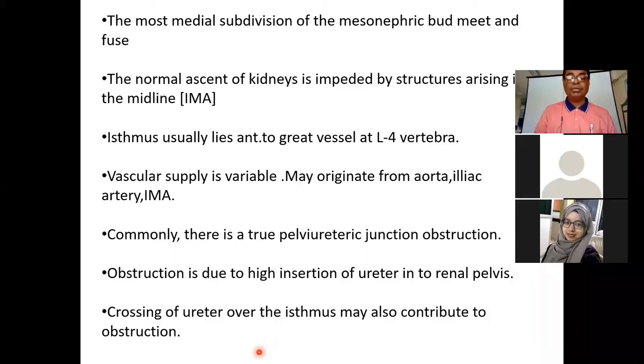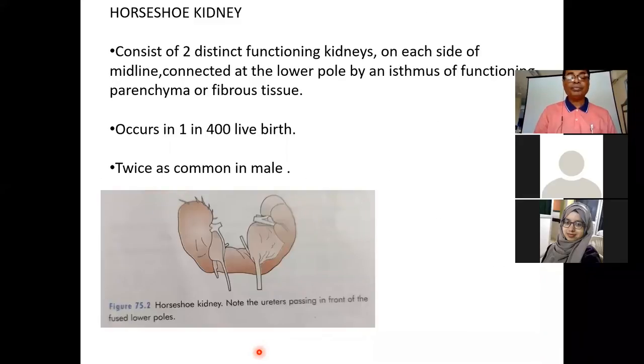Let us see the previous diagram. Here you see, this is the pelvis of the kidney, and the ureter is actually not from the lowermost portion of the pelvis. It is inserted higher up here.